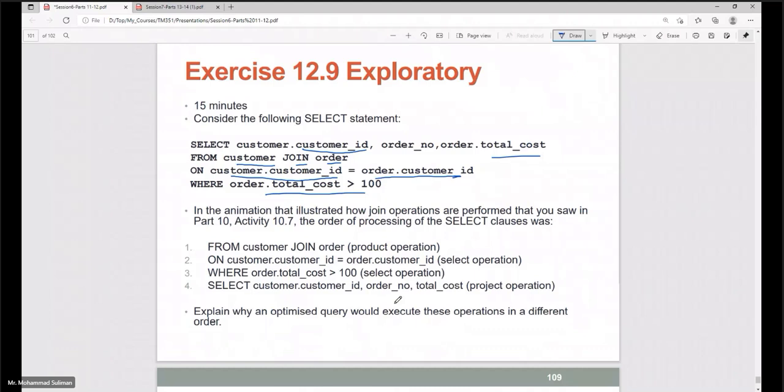So how will this work? First, the from clause is executed, customer join order, so it will produce a product operation. It will produce all the customers and their orders. Then on customer ID, it will select only matching customer IDs, so only the matching customer IDs in the customer as well as in the order will be selected. Then it will apply the where clause, where we have total cost above 100, and then it will go for a select operation.